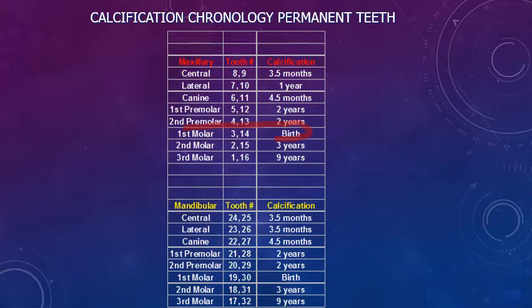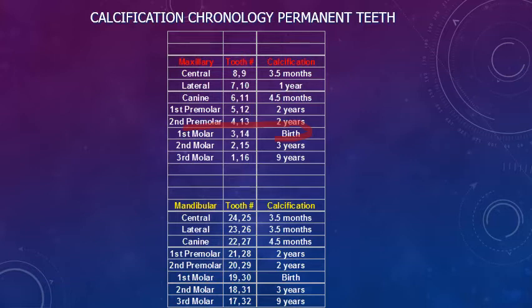Now it is followed by the central incisor, which is around 3.5 months, the lateral incisor around 1 year, and the canine. So within the first year we have the first molar, the central incisor, the lateral incisor, and the canine. Then the first premolar and the second premolar usually calcify at 2 years of age. And then we have the second molar that usually calcifies at the time of 3 years, and lastly the third molar, which calcifies at 9 years.